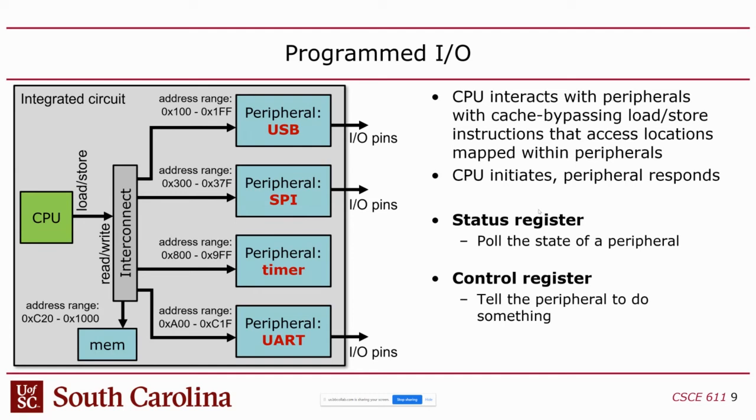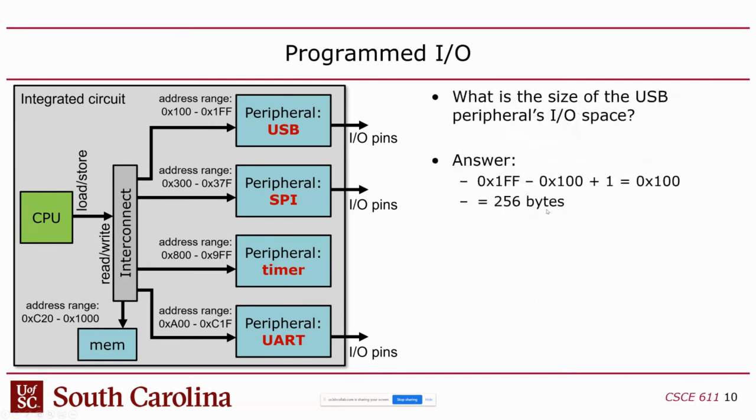From the perspective of the CPU, the status register is what you're reading, your input, and the control register is your output. But this is a little bit of outdated terminology, because a lot of these I/O registers can be read or written, so it's kind of a useless distinction.